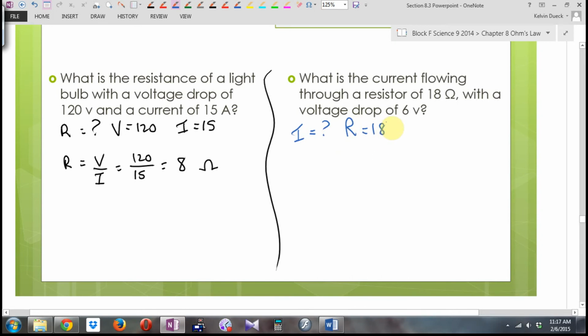Keep scanning. What's the next number you see? Oh, 6. What are the units next to the 6? Oh, are you saying that this is the voltage? Sure. I'm looking for an equation that has I, V, and R, but please let it have the I by itself. It's also on your formula sheet somewhere. I equals V over R. What's V? What's R? 18. What do you get?